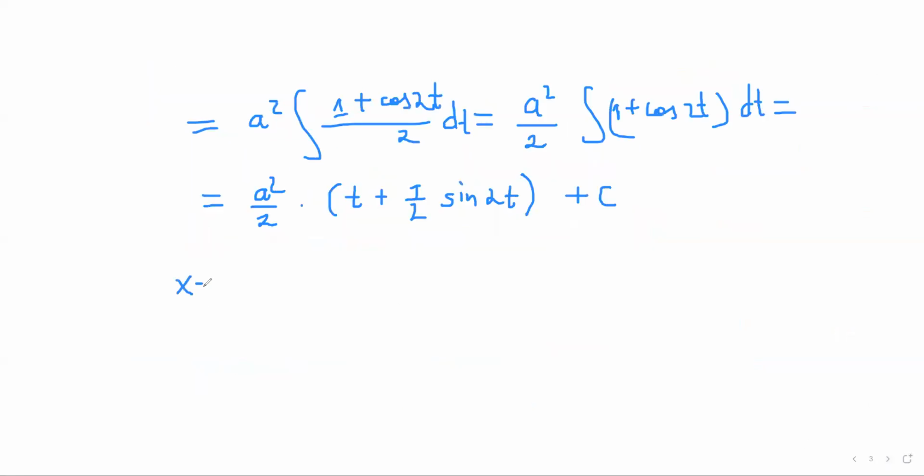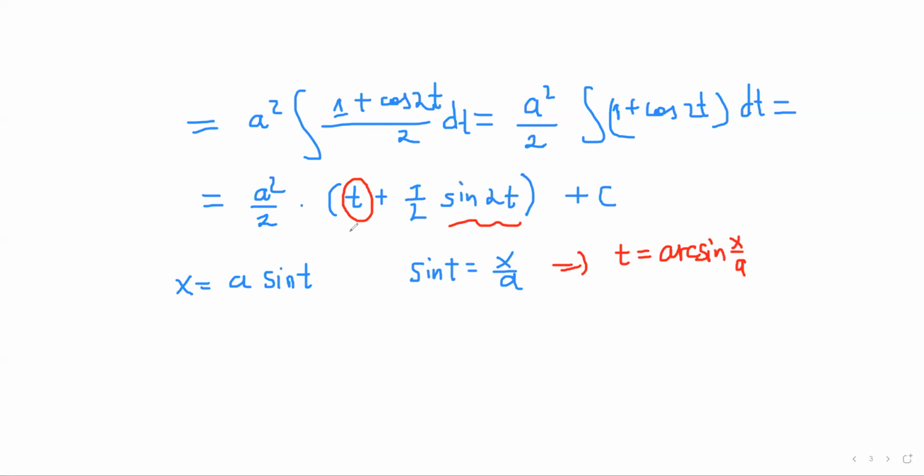So we know that x equals a sine t. This is our substitution, so sine t is actually x divided by a. Why do we do this? Because first of all, we are going to be sure about this t here. So we are going to express t and sine 2t with x's. Since sine t equals x divided by a, t equals arc sine of x divided by a. So t is okay here. We have already done this t.